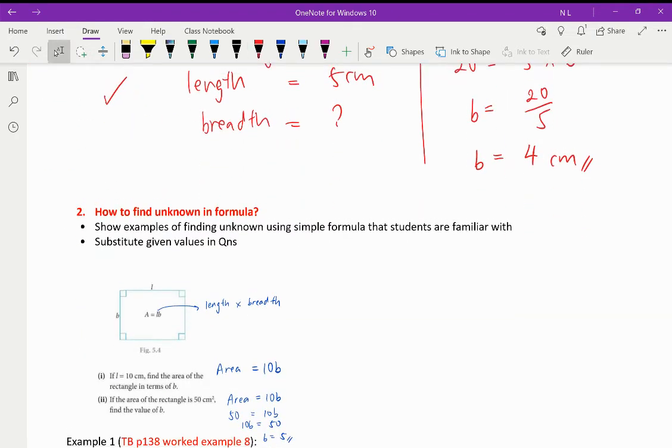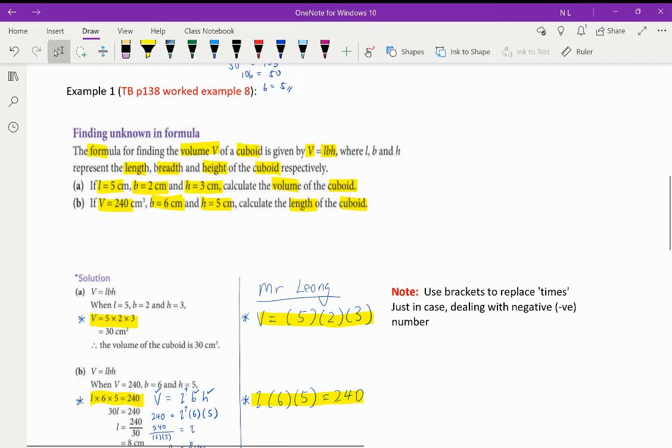All we need to do for this concept is to find the unknown in the formula. The formula will be given to us. All we need to do is to find out what is the unknown, given the values of some variables in the question. So let's look at some examples here.